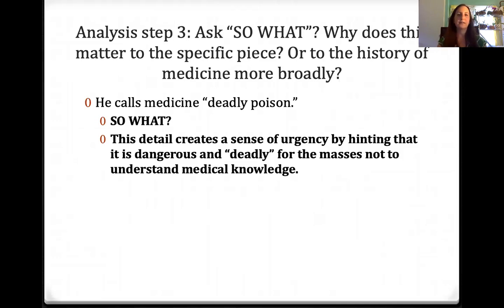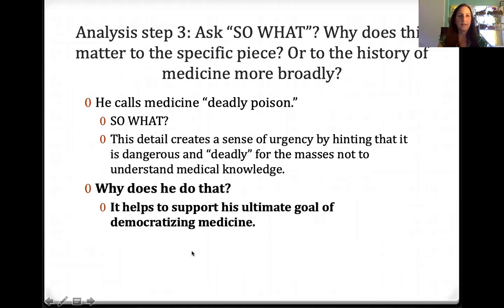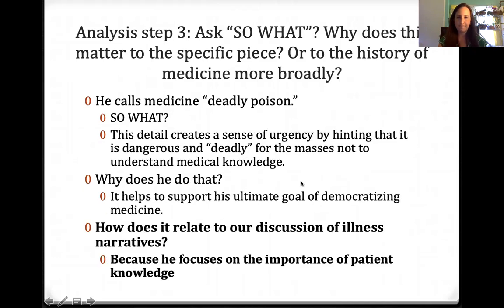So now we've practiced analysis a little bit. Hopefully this will help you when you analyze your own primary source later in the week. So why did he do these things? It helps support his ultimate goal of democratizing medicine. How does it relate to our discussion of illness narratives? Because he focuses on the importance of patient knowledge, which is the key that binds our readings together from this week.